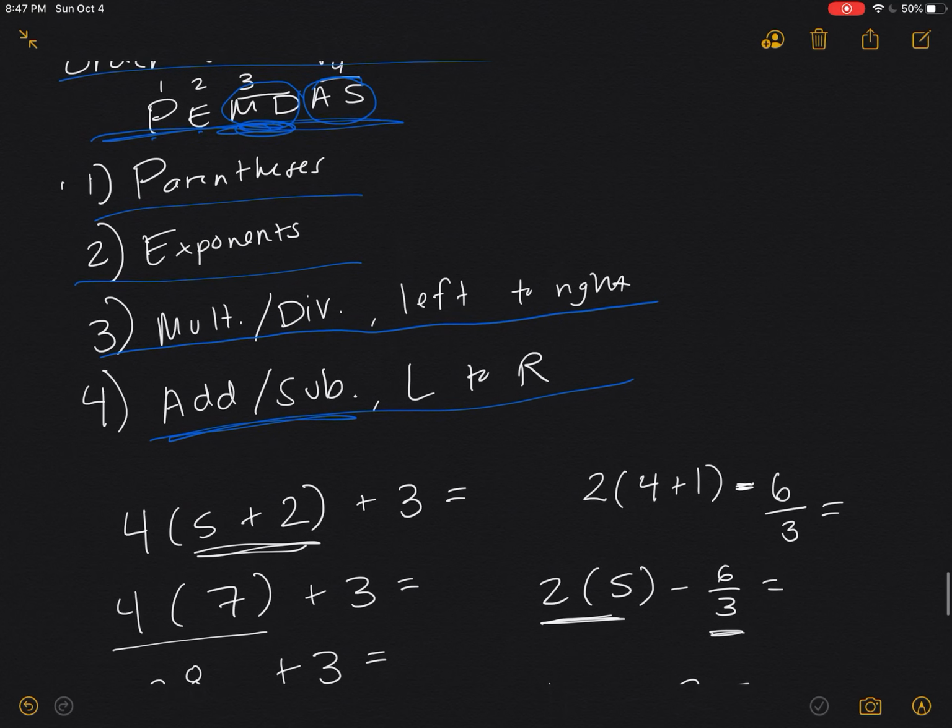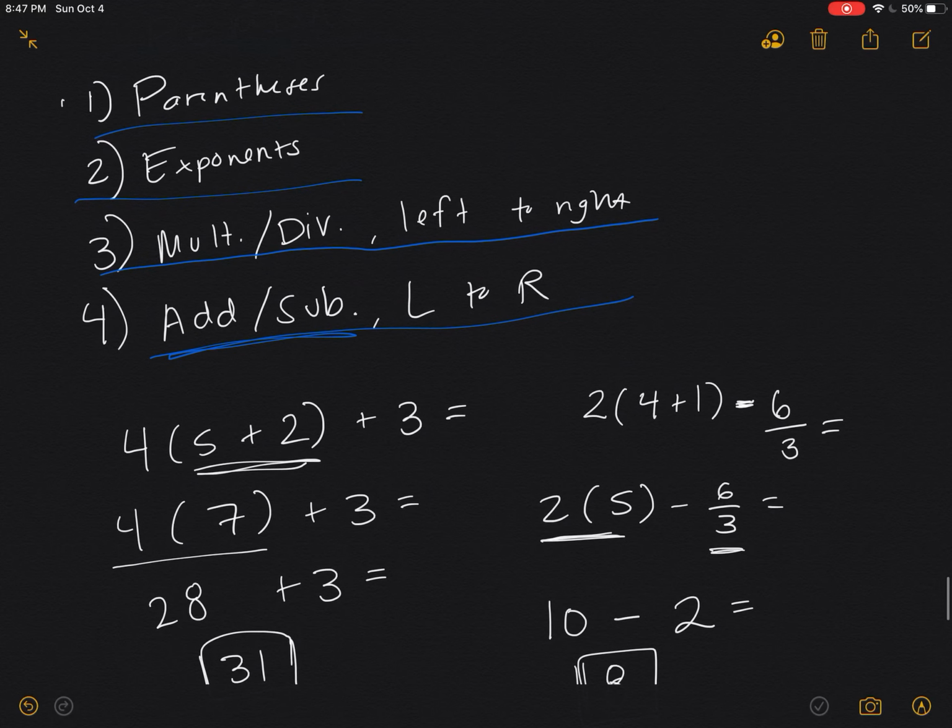Okay, so I've got this problem. 4 times, remember, if a number is next to parentheses, that means you're multiplying it. 4 times in parentheses 5 plus 2, plus 3. So I do my parentheses first, right? So I do 5 plus 2. That gives me 7. And I always just like to rewrite my problem and do each step.